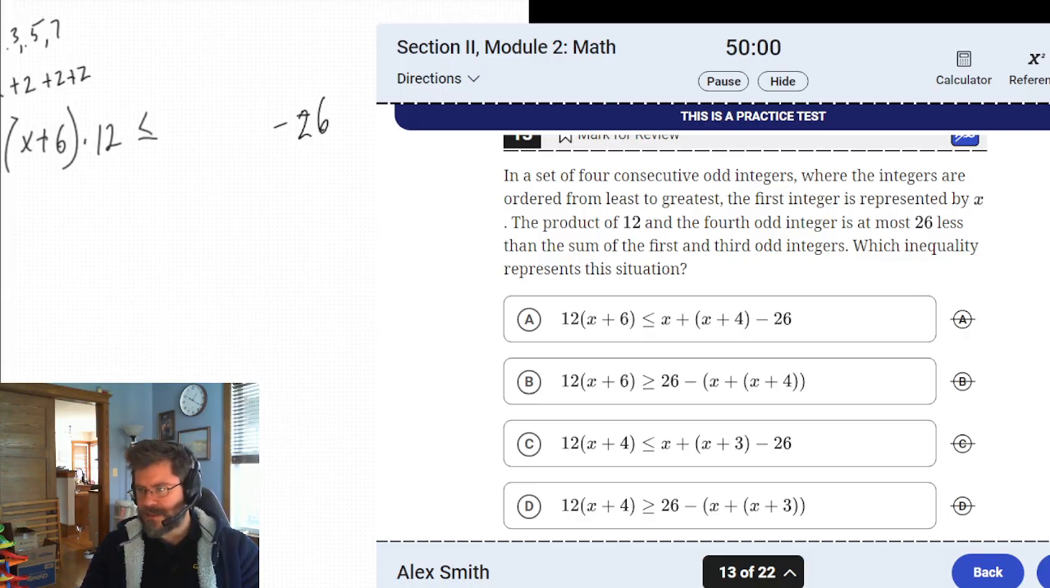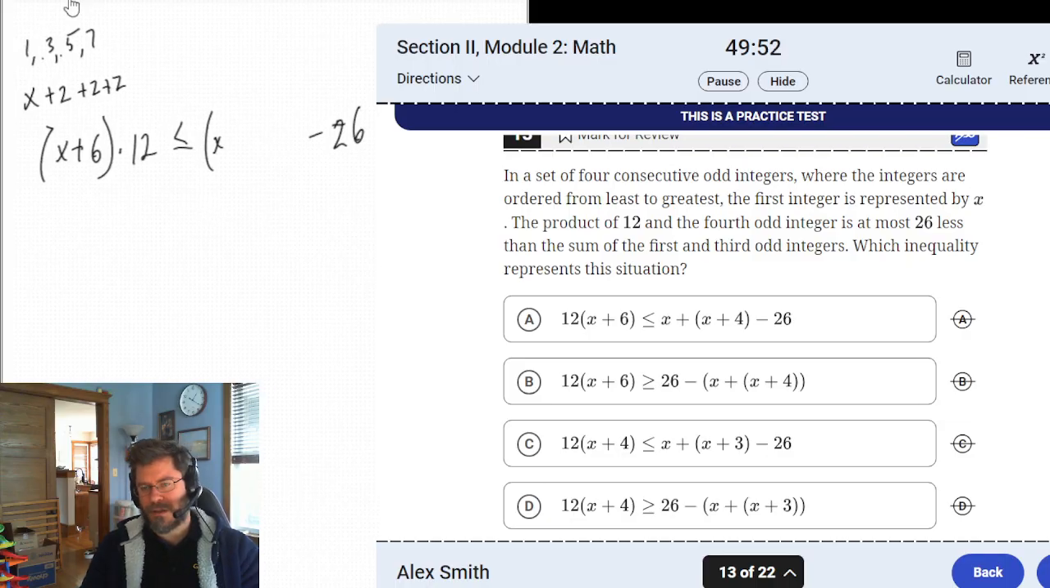The sum of the first and third. So the first term is x, and the third term was x plus 4. So that's 2x plus 4, right, at the end of the day. 2x plus 4. All right. Oh, they didn't combine terms. They just left that as x plus 4 minus 26.